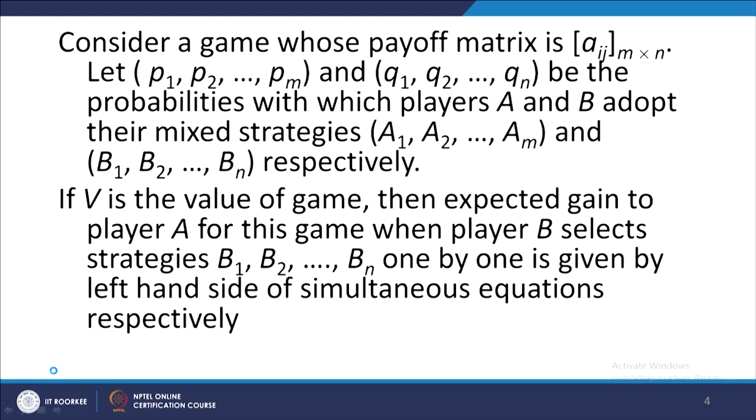So, look at this scenario. Suppose we have a game whose payoff matrix is given by the matrix Aij, which is an M by N matrix, and let P1, P2, Pm and Q1, Q2, Qn be the probabilities with which the players A and B adopt their mixed strategies A1, A2, Am and B1, B2, Bn respectively. If V is the value of the game, then the expected gain to player A, when player B selects the strategies B1, B2, Bn one by one, is given by the left hand side of the simultaneous equations respectively.